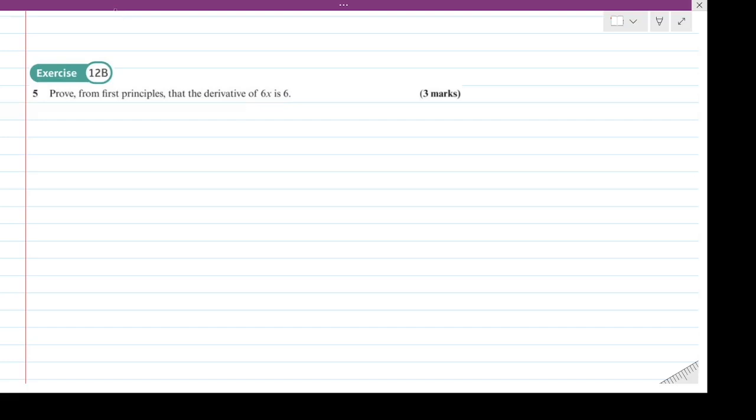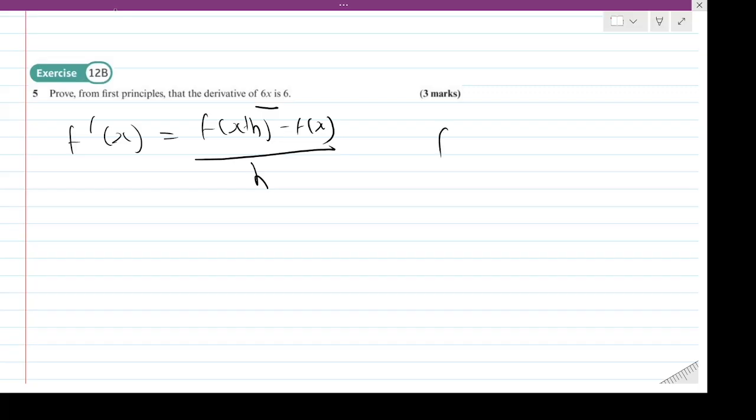So again, in general, the gradient, the derivative f dash of x, is given to be f of x plus h minus f of x over h. That is again the standard formula from the formula book. But again, what's my function? It's 6x, right? So therefore, if I use this function here, my gradient should be the limit as h tends to 0. My apologies.